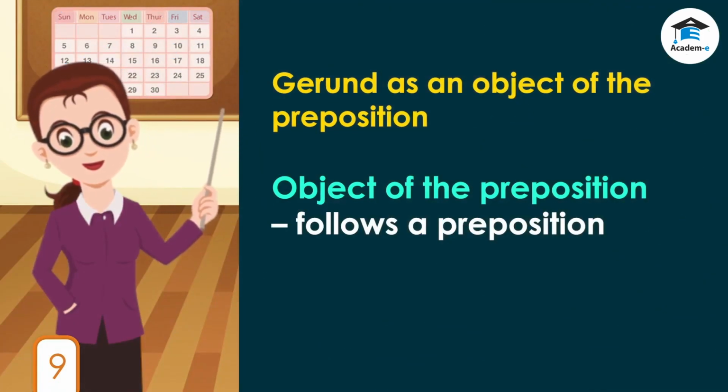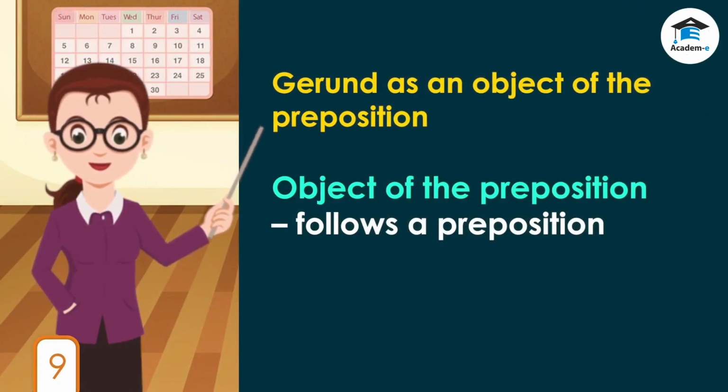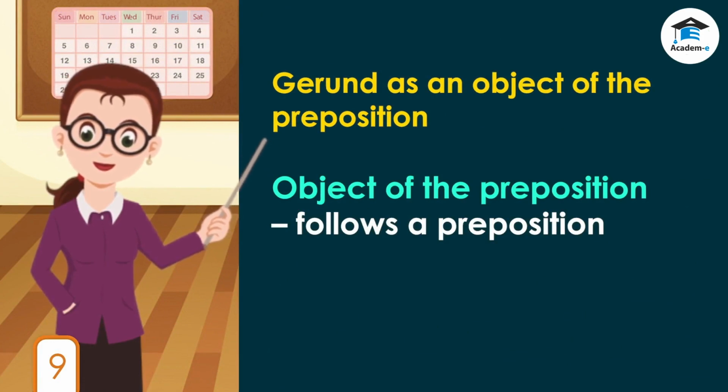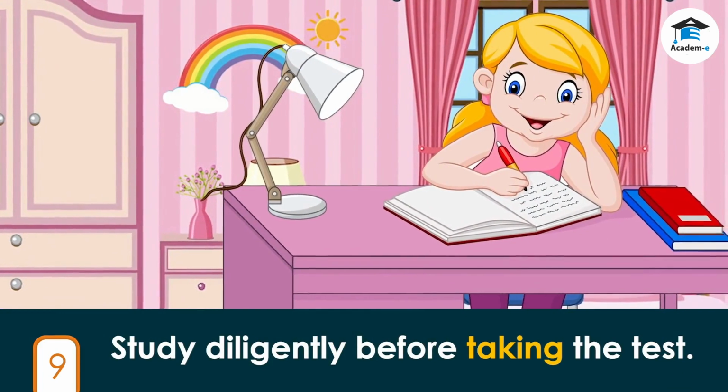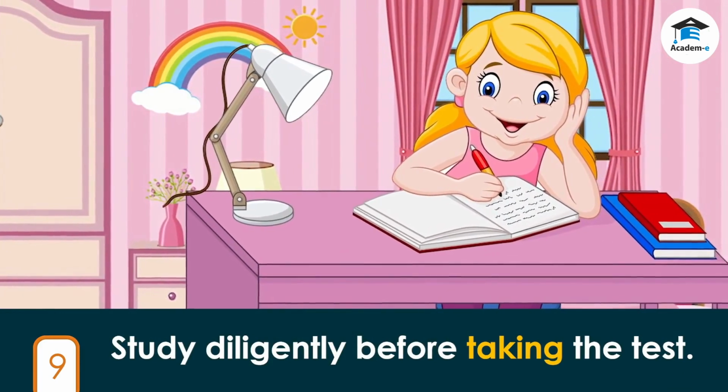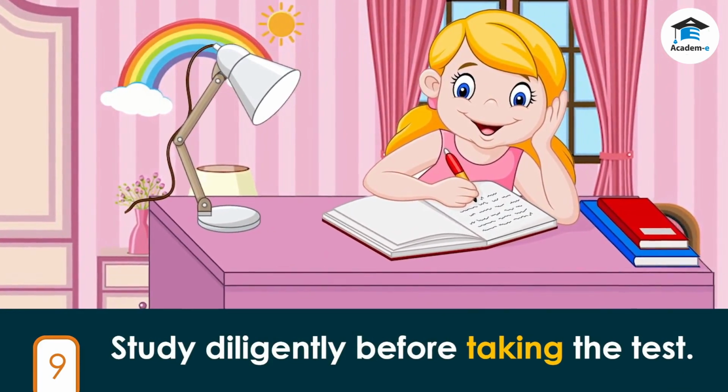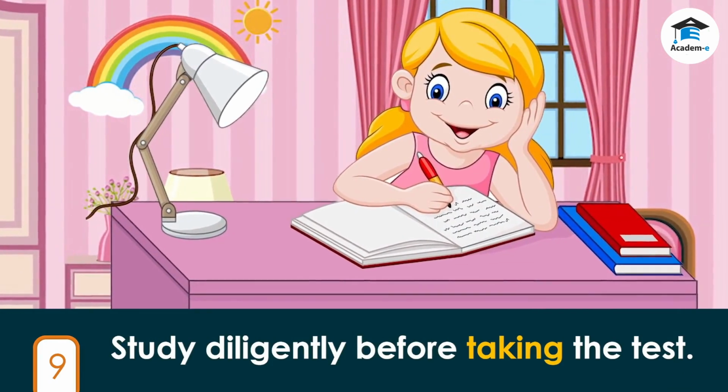Gerund as an object of the preposition. An object of the preposition comes after a preposition. Example: Study diligently before taking the test. The gerund, taking, comes after the preposition before. It is the object of the preposition.